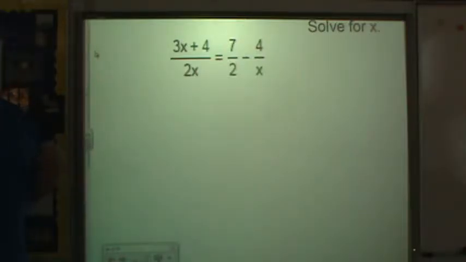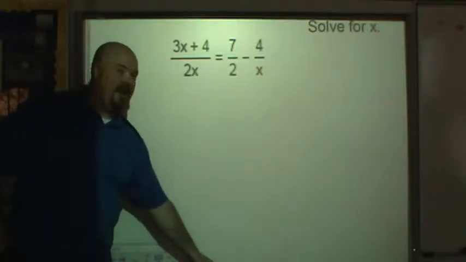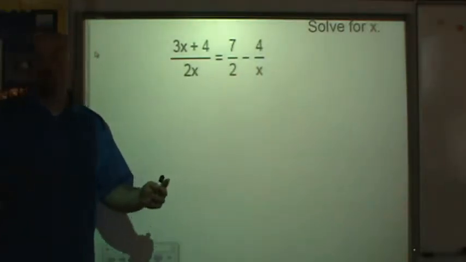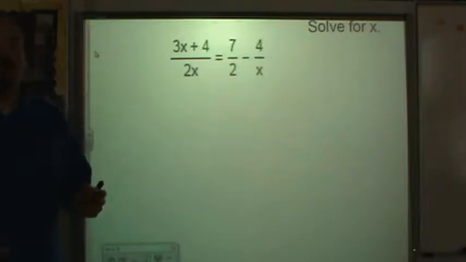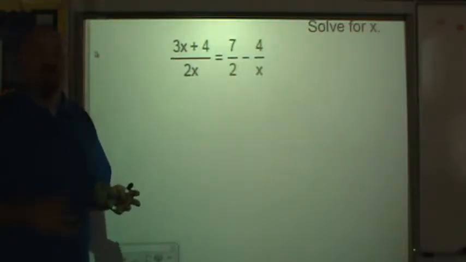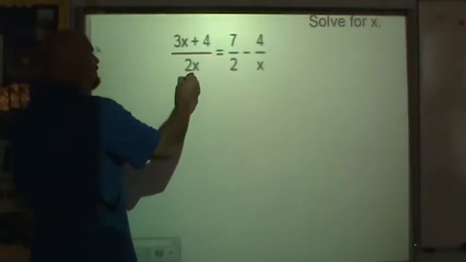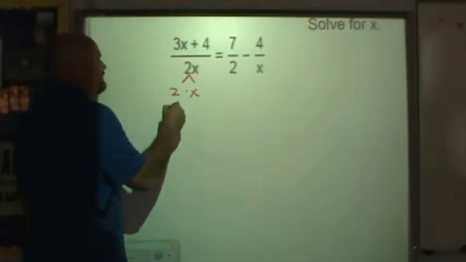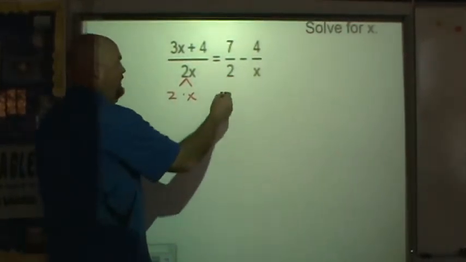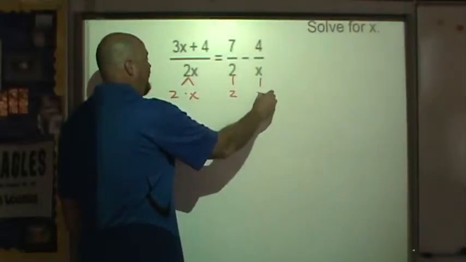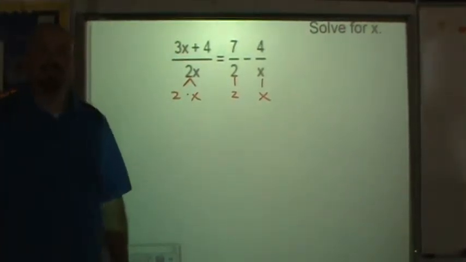Find the lowest common denominator for all of those denominators. If you're forgetting how to do that, look at all of the factors of each denominator, and then ask yourself what's missing from that. So the factors here are 2 and x. The factor here is just a 2. The factor here is just an x.